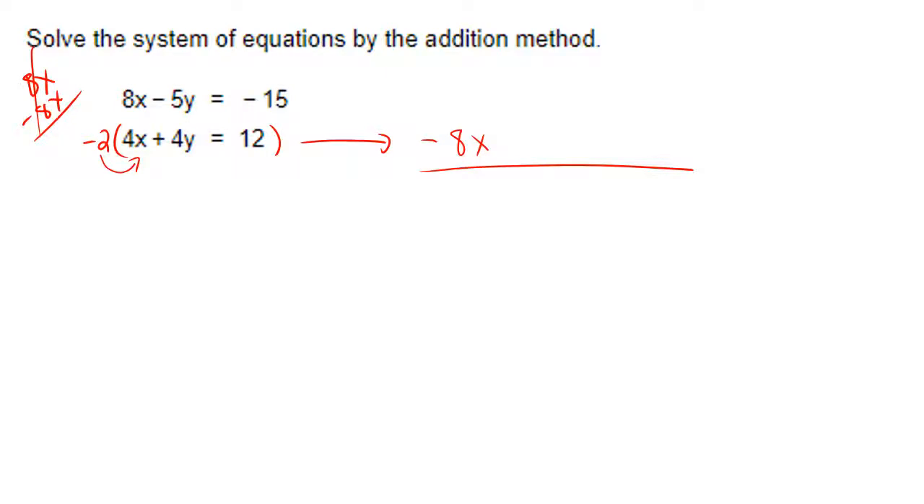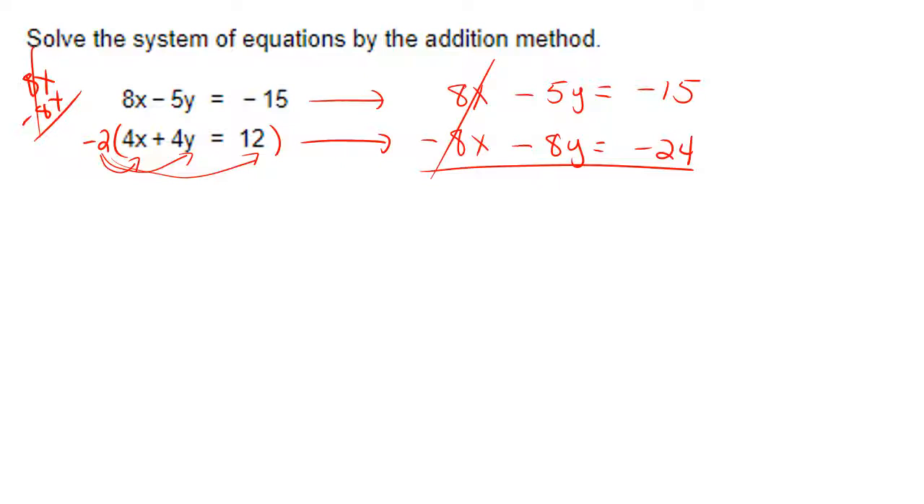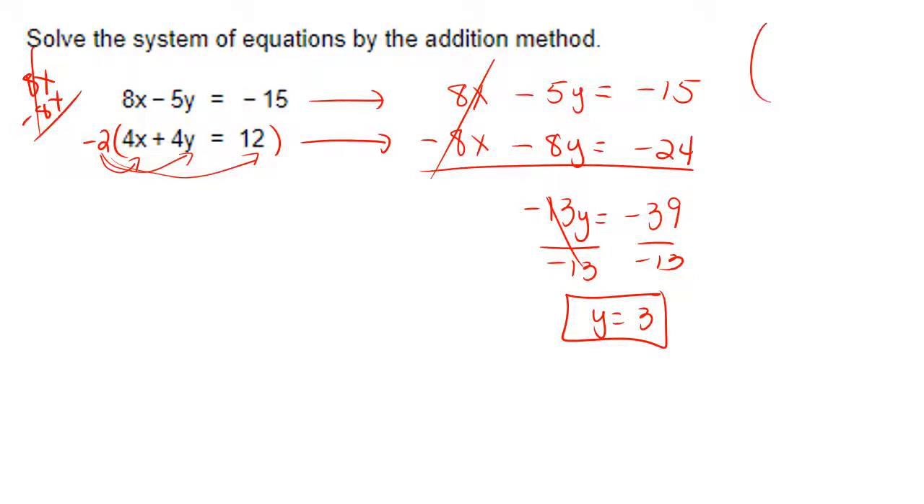But what I do to one side, I must do to both sides of the equation. So distribute that negative 2 all the way. I will get negative 8x minus 8y equals negative 24. Now the first equation, I'm just going to recopy in the same exact order. Now notice when I add the like terms straight down, combine them, the first terms cancel. This time I end up with negative 13y equals negative 39. When I divide by negative 13, y is equal to 3. But that's only half the answer.